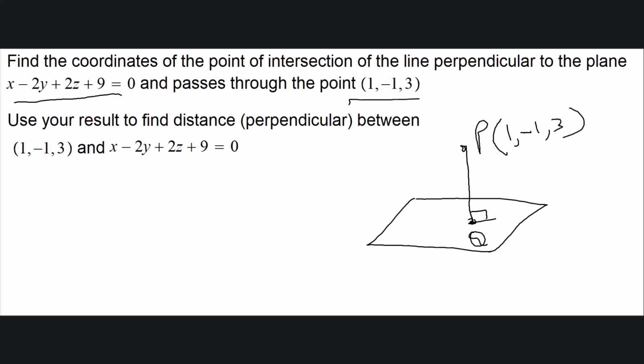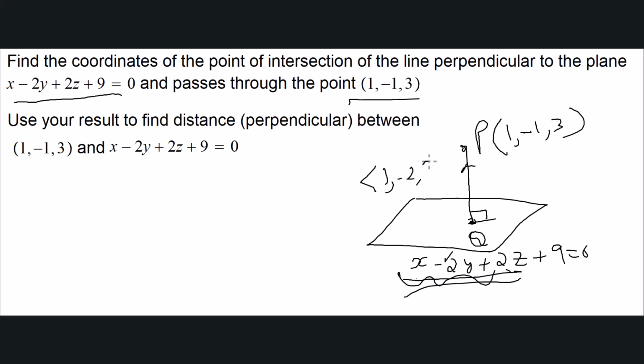Okay, so if you look at the equation of the plane, which is x minus 2y plus 2z plus 9 equals 0, what this tells us is that the vector given by these coefficients of x, y, and z, that will be 1, negative 2, and 2, is perpendicular to the plane, and consequently this vector will be parallel to this line.